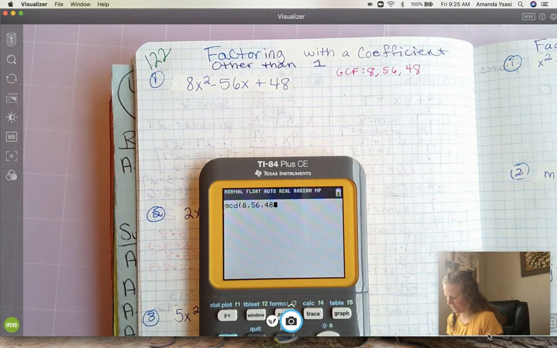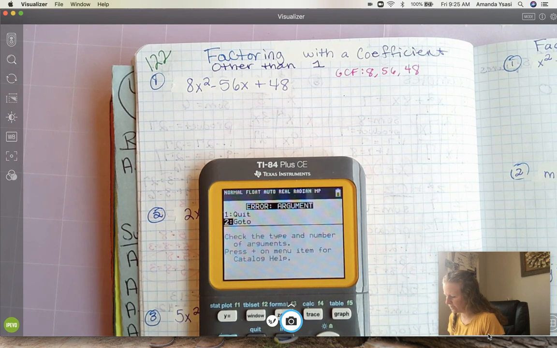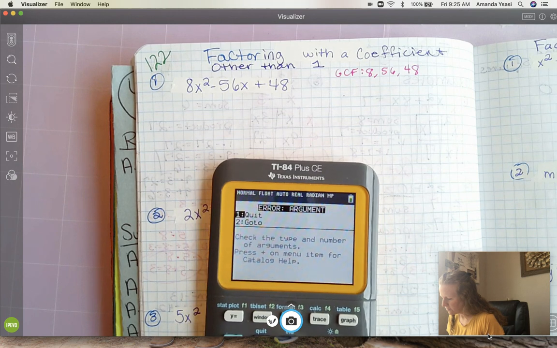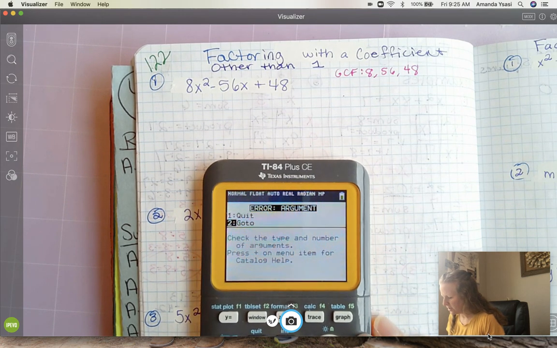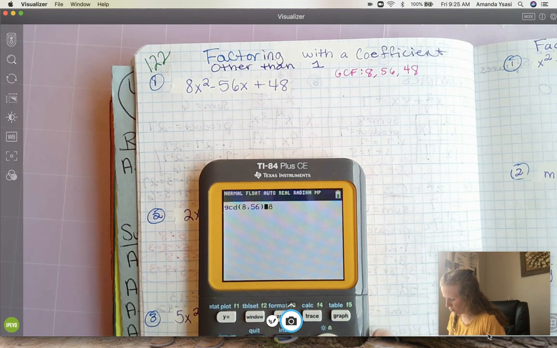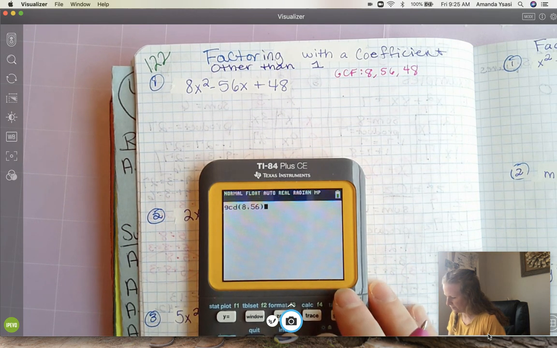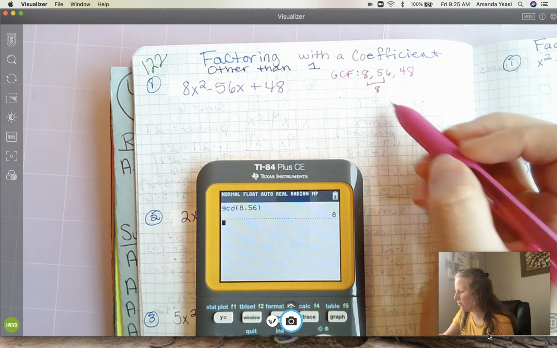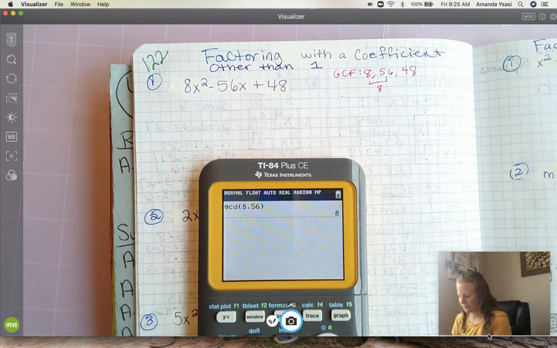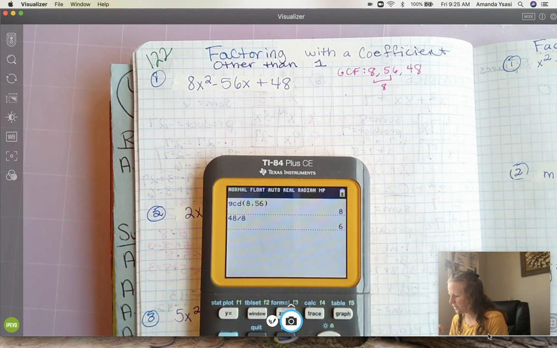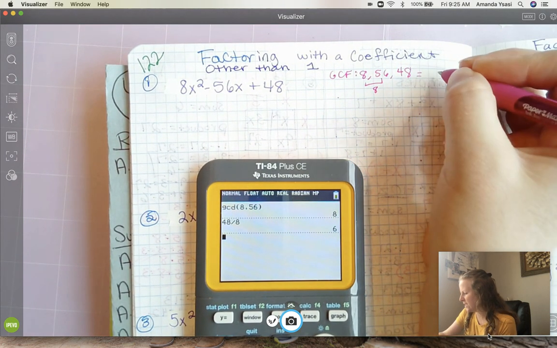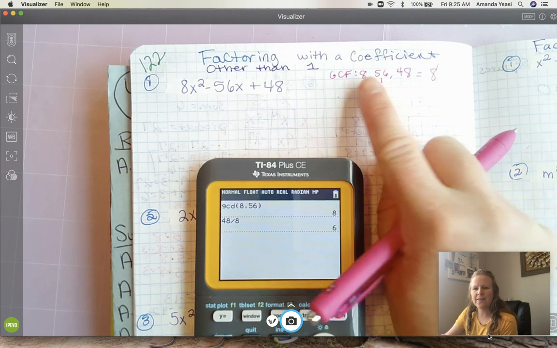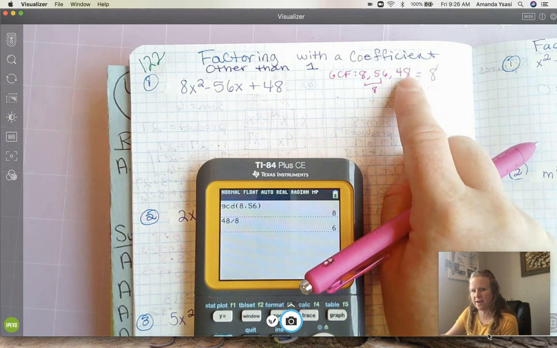56, 48. Oh, what did I do wrong? Oh, because there's too many. All right, so you can only do it with 2. So let's see. Okay, that's 8. So between these two is 8. Will 8 also go into 48? 48 divided by 8? Yep. So the GCF is 8. So I had to do it between 2, and I got 8. And then I just check and see if 8 also goes into that one.